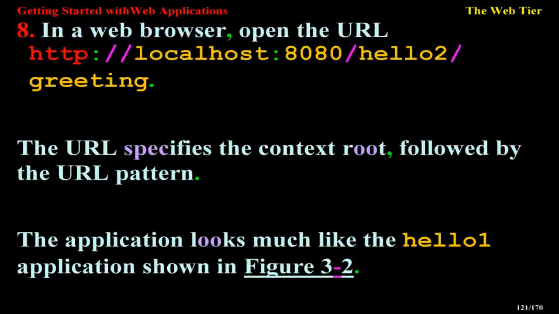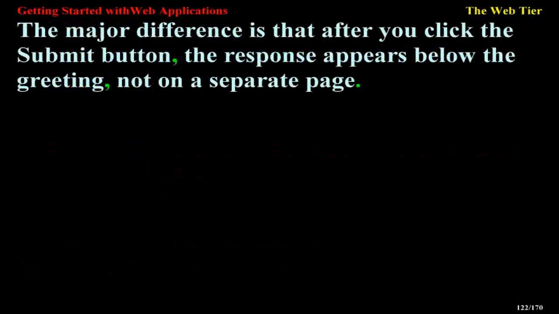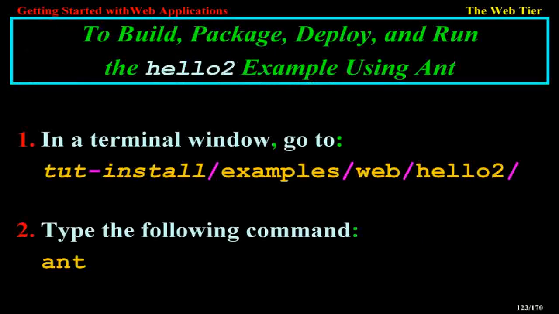In a web browser, open the URL http://localhost:8080/hello2/greeting. The URL specifies the context root, followed by the URL pattern. The application looks much like the Hello 1 application shown in Figure 3-2. The major difference is that after you click the Submit button, the response appears below the greeting, not on a separate page.